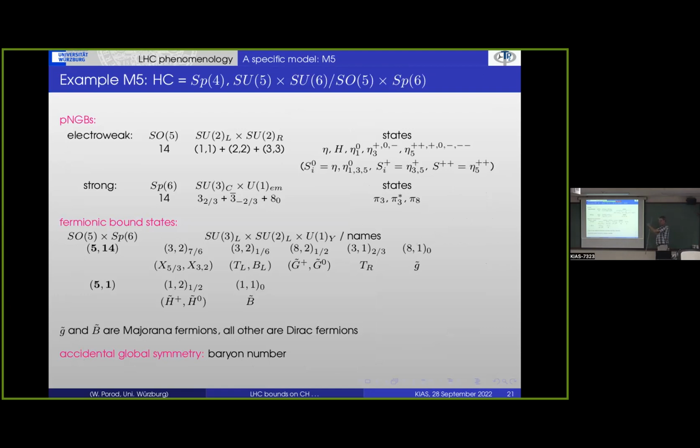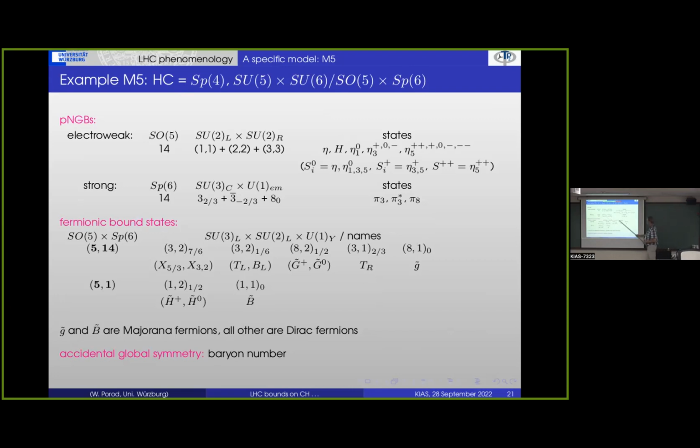And let me come to this particular model right now. So this was model M5, which has a hypercolor group of SB4. The global group would be SU5 plus SU6, so this will be the electroweak factor. This will be the strong factor, and this gets broken to SO5 in the electroweak sector, SP6 in the strong sector. If we look into the pNGBs, it's just an accident in both sectors. You have 14 pNGBs, simply because of the groups chosen. If there were, for example, SO6, there would be 20 instead of the 14.